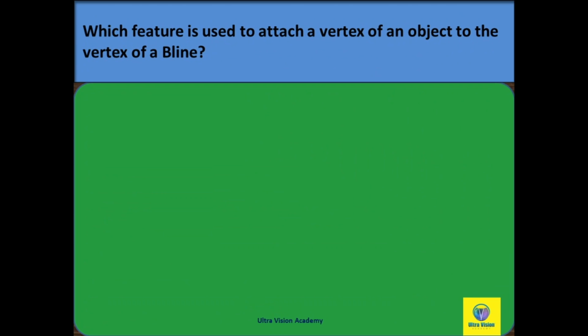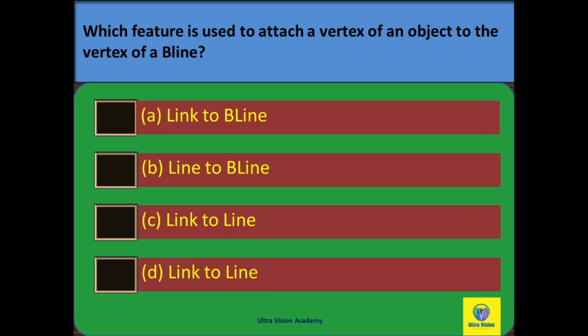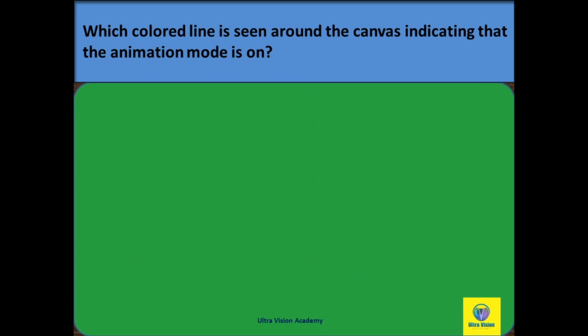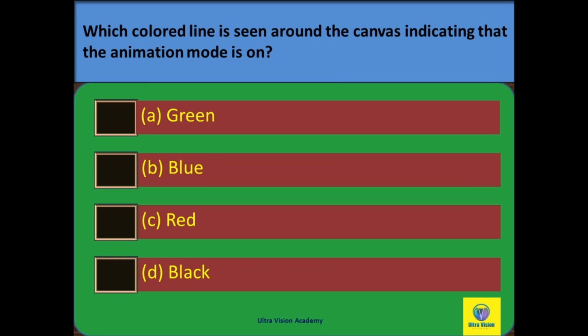Then, which feature is used to attach a vertex of an object to the vertex of a B line? Well, the options are link to B line, line to B line, link to line, or link to line. Well, the answer is A, link to B line. Next, which colored line is seen around the canvas indicating that the animation mode is on? When you click on animate editing mode and it becomes on, it shows a red colored line, remember. So options are green, blue, red, or black. Well, the correct answer is red.